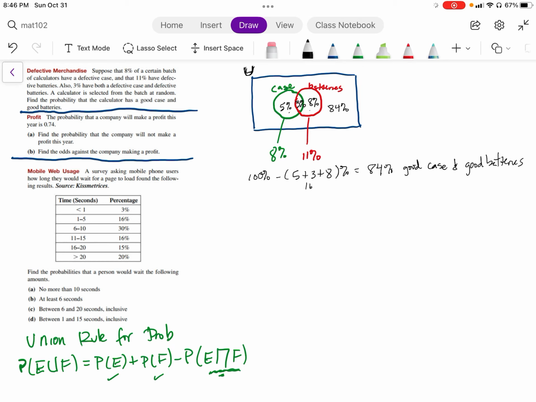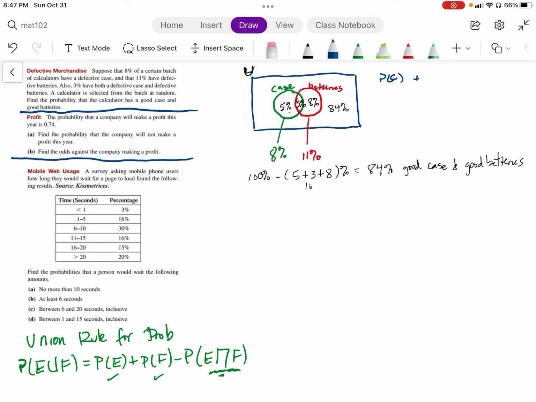Okay, if we didn't draw a Venn diagram and use the rule, which is nothing wrong with that, the probability that it has a good case, we'll say P of C. Probability has a good case. Well, if 8% are defective, then 92% do have a good case. Maybe it might be easier to actually do this. Yeah, I think so. Let's go ahead and stick with it; we'll do the complement at the end.